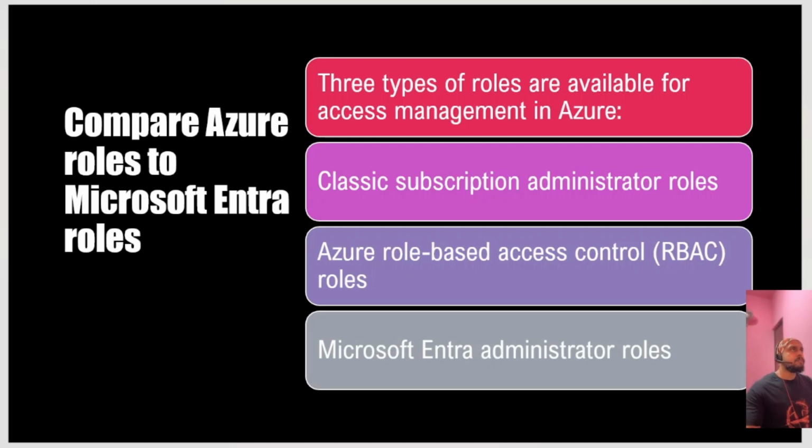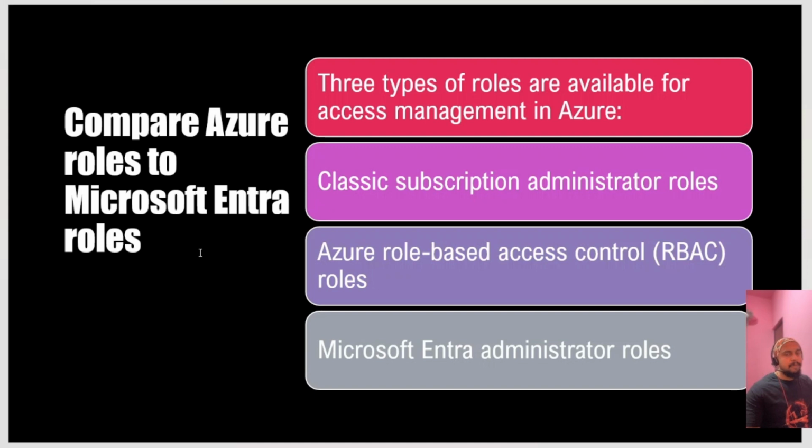Let's talk about comparing Azure roles to Microsoft Entra roles. There are 3 types of roles available for access management in Azure: the classic subscription administrator roles, Azure role-based access control, that is RBAC, and Microsoft Entra administrator roles. When Azure was initially released, access to resources was managed with just 3 administrator roles: account administrator, service administrator, and co-administrator. Access was controlled by assigning some admin roles to the subscription.